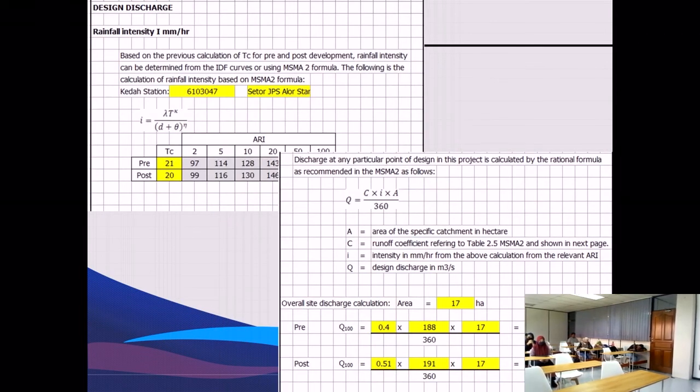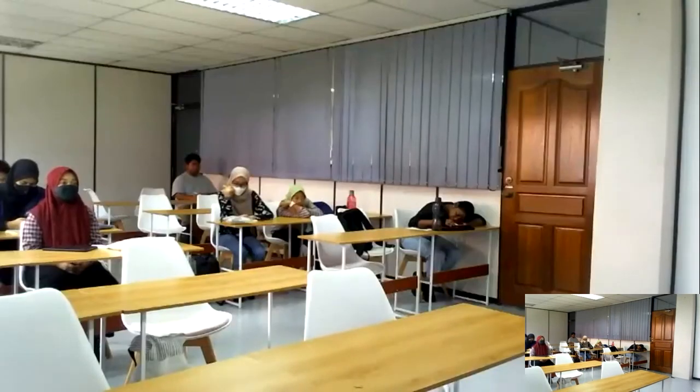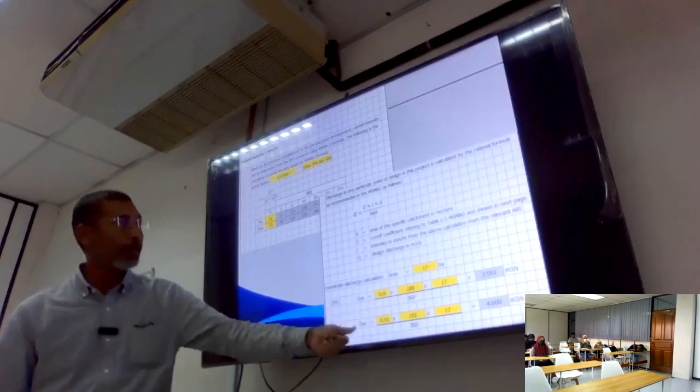Okay, rainfall intensity. This is one example for a project. This one is in Kedah, Alor Setar, where we calculate the rainfall intensity, right? Intensity according to the formula, and then finally we calculate the Q based on CIA, right? And this was divided by 360 because the area is in hectare, right? So finally we got a Q, in this case for 100 years ARI, that's why Q100.